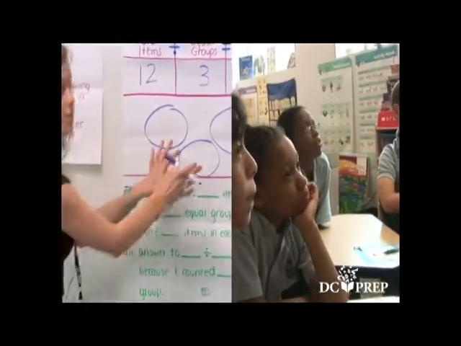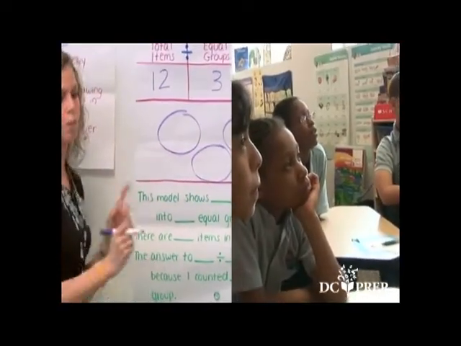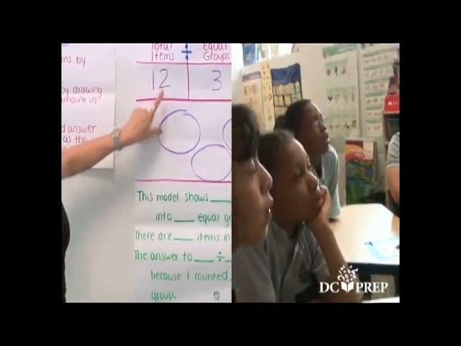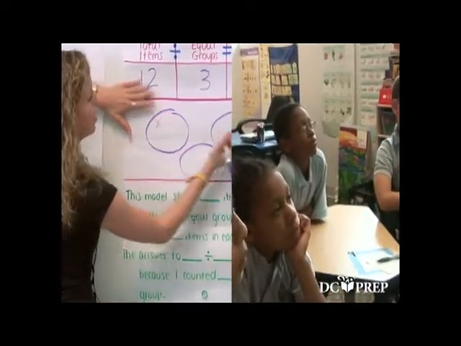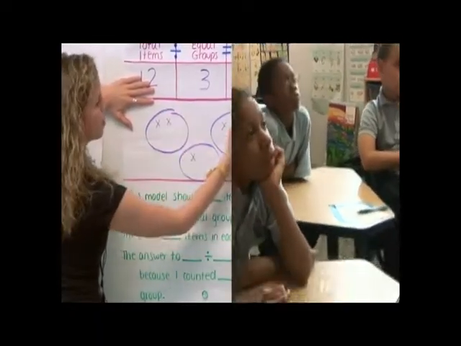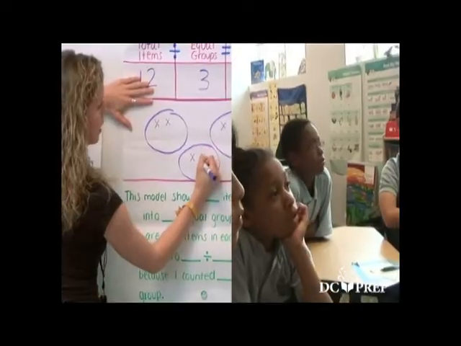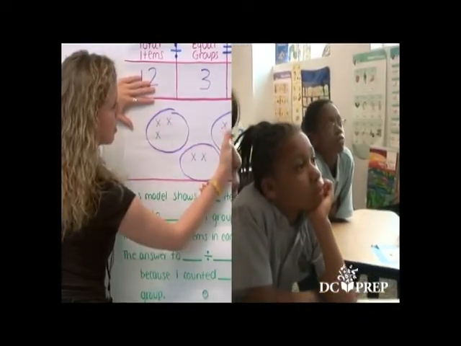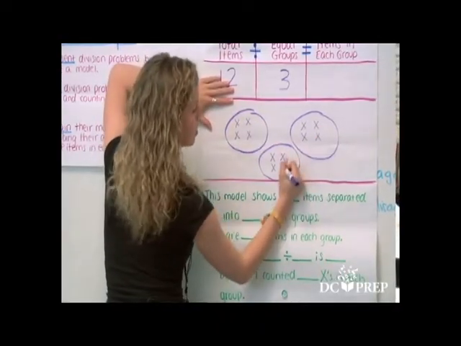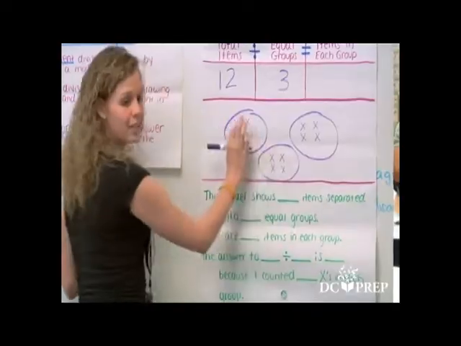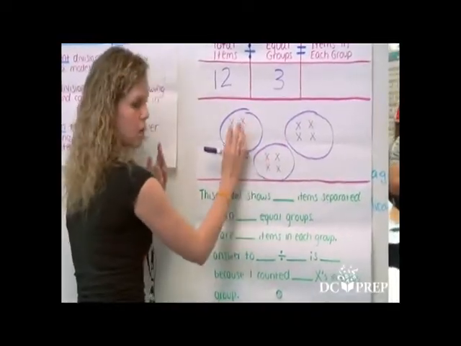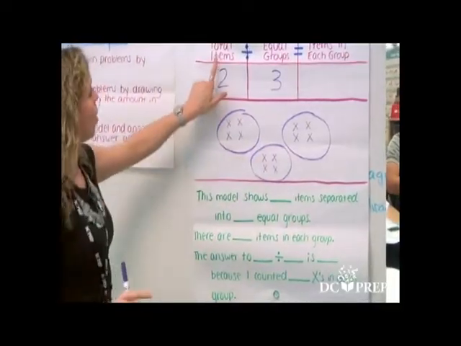So I'm going to do the same thing when I'm drawing my picture. I'm going to draw one at a time and count until I get to 12. Watch. 1, 2, 3, 4, 5, 6, 7, 8, 9, 10, 11, 12. I went one at a time, and what helps me is I go the same way every single time so I don't get confused. Same pattern every single time.